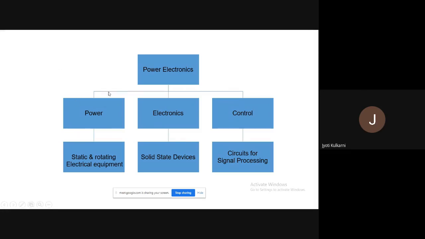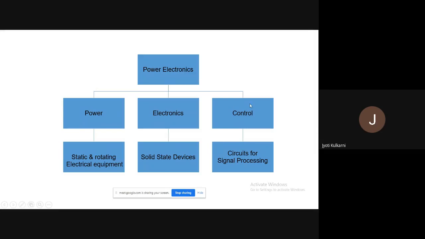The machines which come under electrical engineering come under power, which are static as well as rotating. Why static? Because of the transformer. Why rotating? Because of the motor. Then electronics. What is electronics? I said power semiconductor devices, which are stationary, which are solid. So these are called solid state devices.